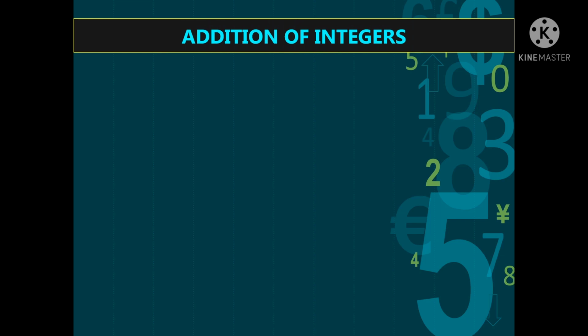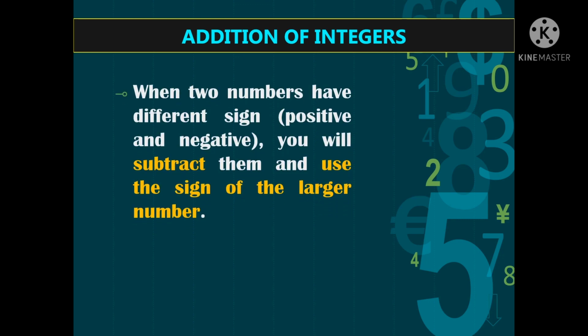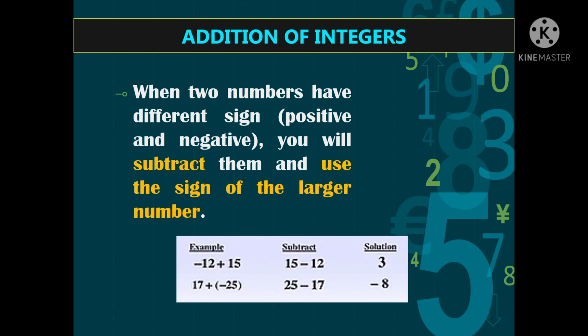So now let's proceed to case number 2. So what if the two numbers have different sign? So this is the rule. When two numbers have different sign, positive and negative, you will subtract them and use the sign of the larger number. So we have these two examples right here. First, we have negative 12 plus 15. We will subtract the two numbers and then we get 3.